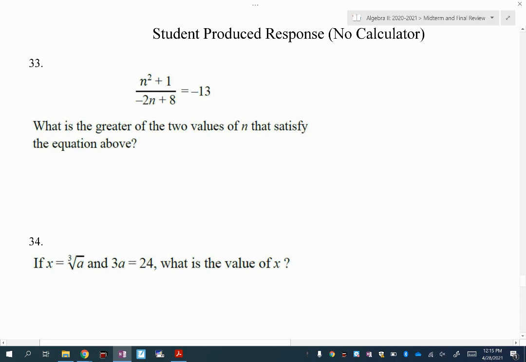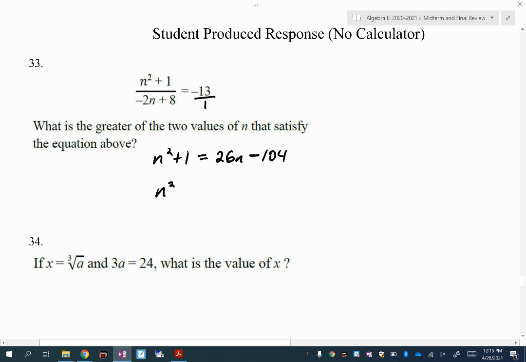So what is the greater of the two values of n that satisfy this equation above? This is a proportion. You put it over 1. So multiply cross products. So n squared plus 1 equals positive 26n minus, let's see, 13 times 8. 10 times 8 is 80. 8 times 3 is 24. So minus 104. All right, I have a quadratic equation.